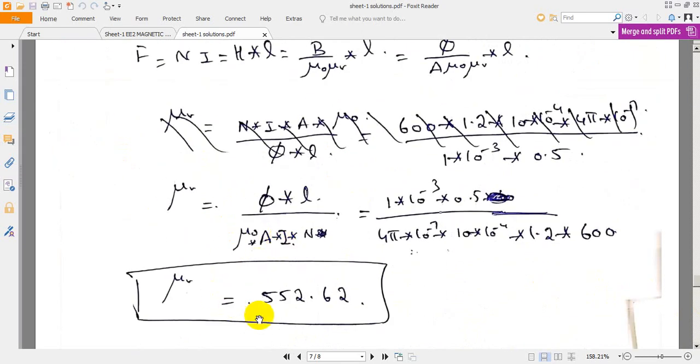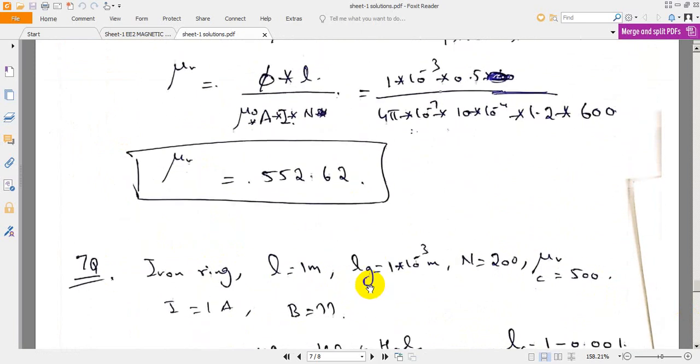Once you substitute it, mu r is equal to 552.62. Relative permeability is 552.62. Relative permeability doesn't have any units.